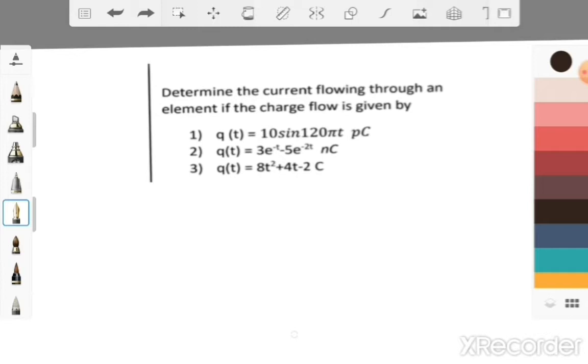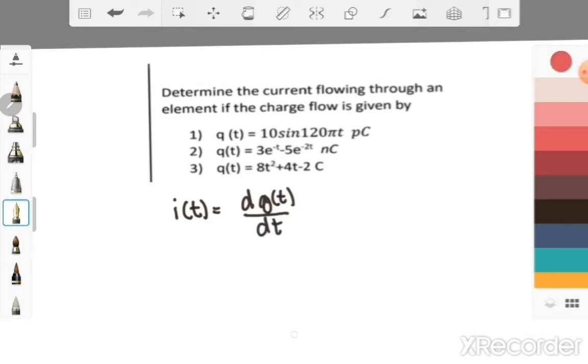Determine the current flowing through an element if the charge flow is given by number 1, Q sub t is equal to 10 sine 120 pi t picocoulombs. Number 2, Q sub t equals 3e raised to negative t minus 5e raised to negative 2t nanocoulombs, and number 3, Q sub t, which is equal to 8t squared plus 4t minus 2 coulombs. So, going back to our principle that I sub t is equal to dq sub t all over dt.